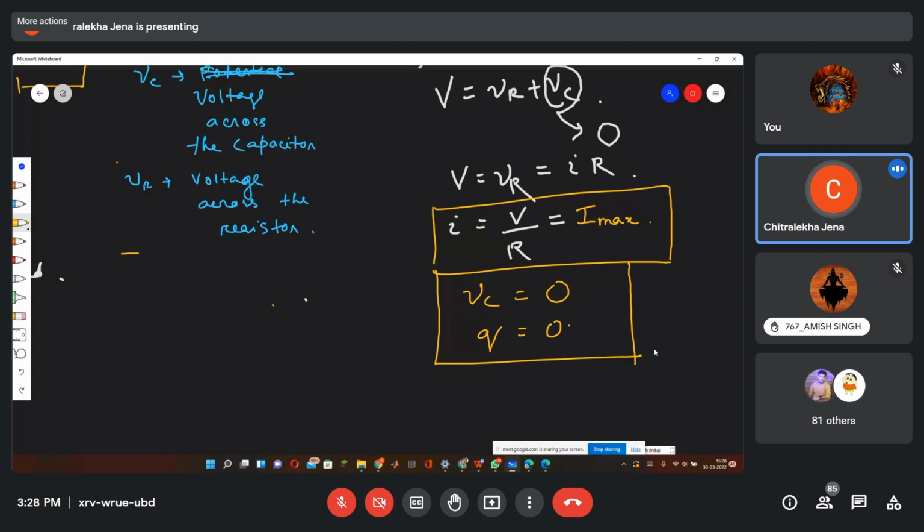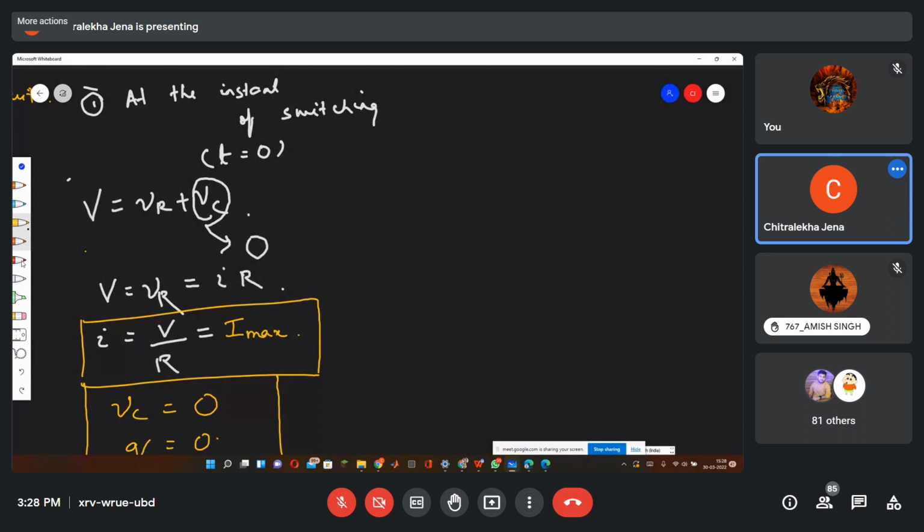Now here you have the first point, at the instant of closing of the switch. Now come to the third point, the last point. What is the last one? A long time the switch has been closed. So now what happened to the condition of the circuit? What will happen?